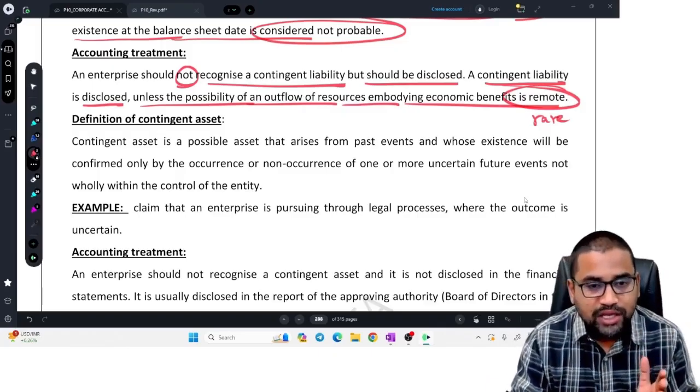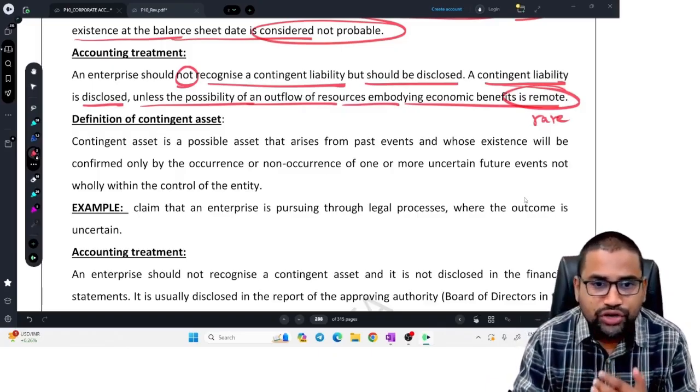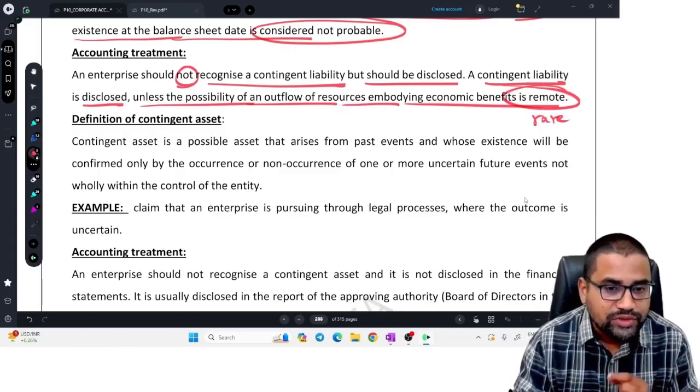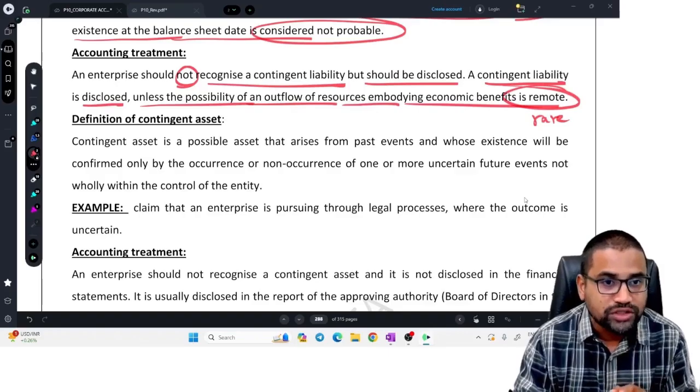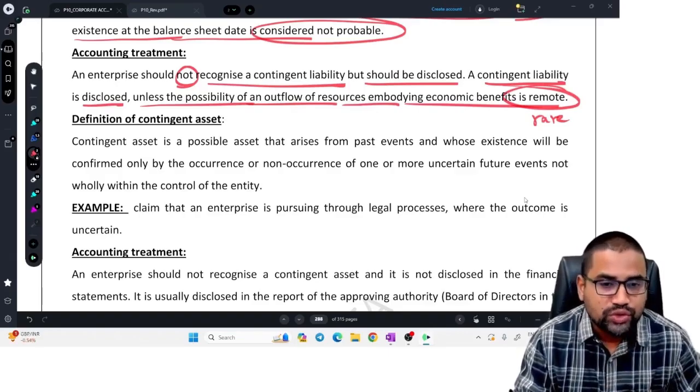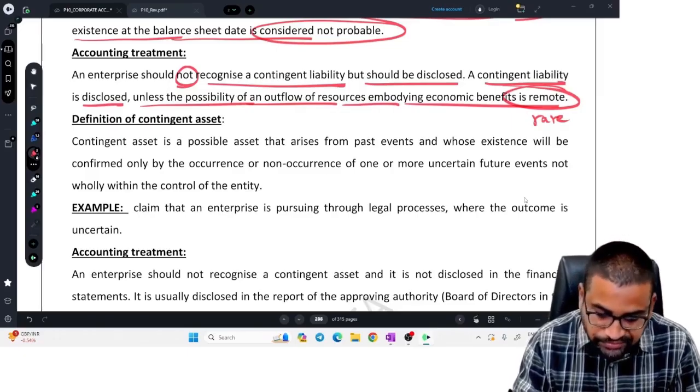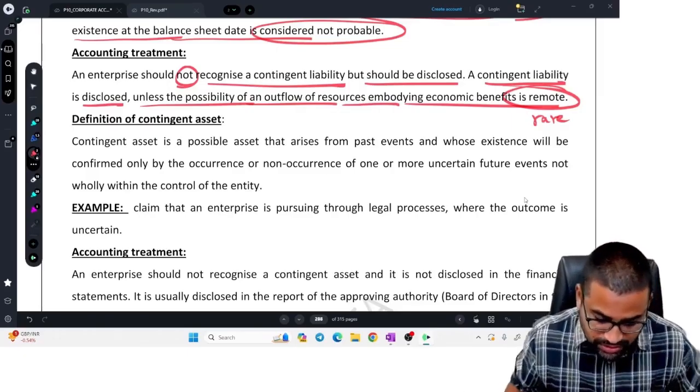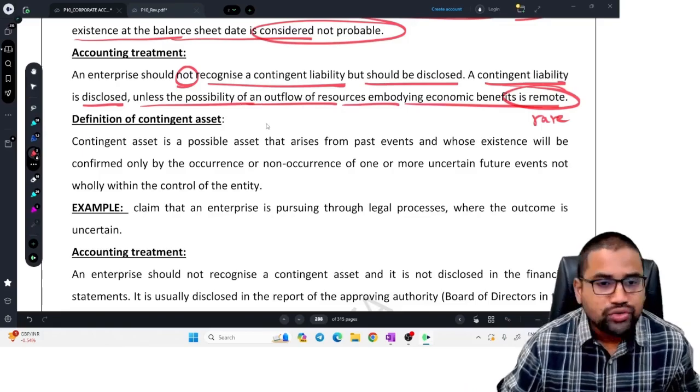So a contingent liability is disclosed in the notes to accounts, and we should not recognize it in the normal books of accounts. But if the probability of outflow of resources to settle it is remote, meaning a rare chance, then there is no need to disclose it in the notes to accounts either.